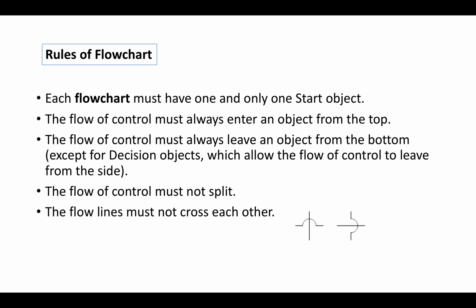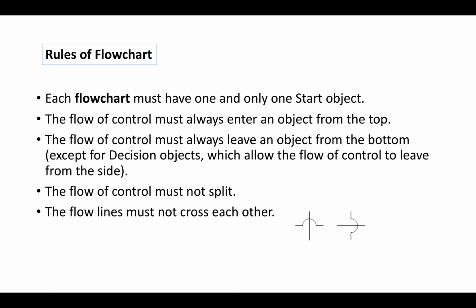Now there are certain rules for making a flowchart. First one, each flowchart must have one and only one start object. It should start from one point only. The second is the flow of control must always enter an object from the top and must always leave an object from the bottom, except for decision objects which allow the flow of control to leave from the sides as well.